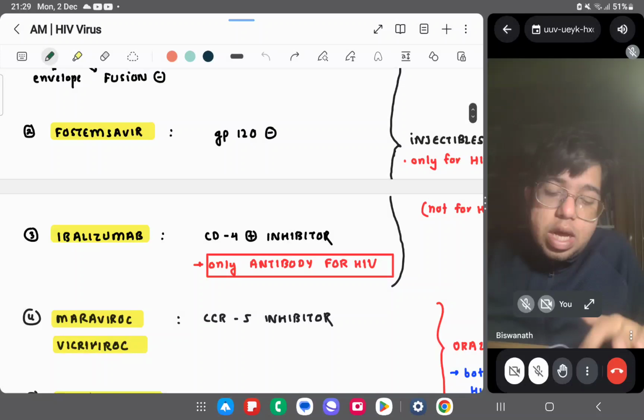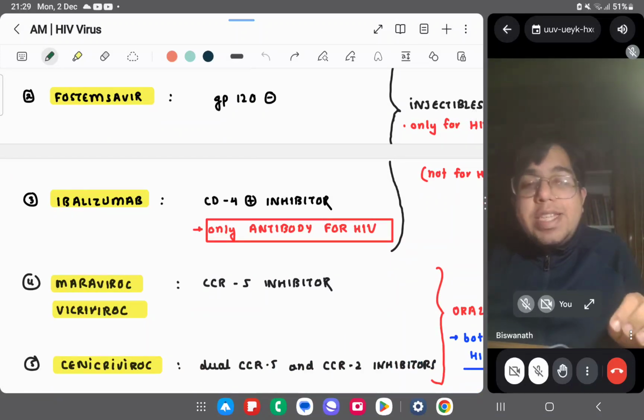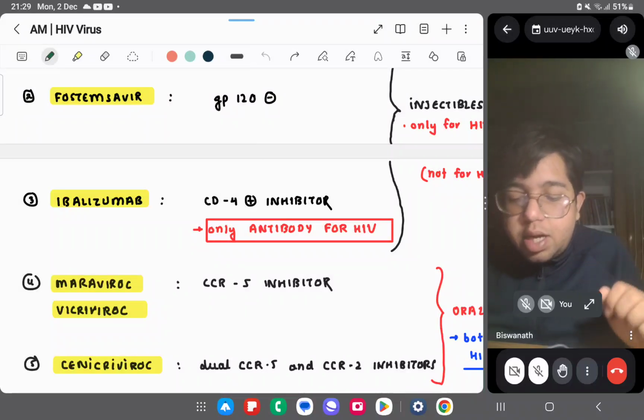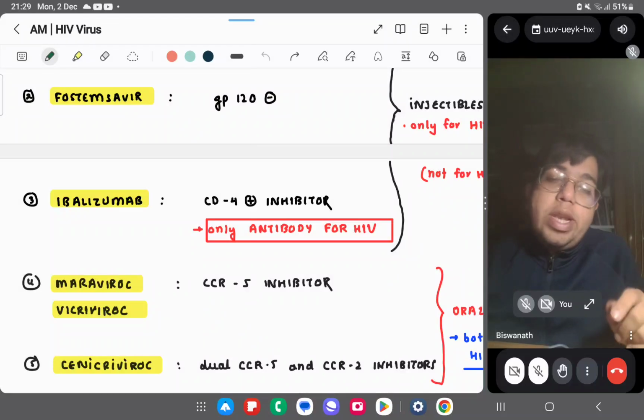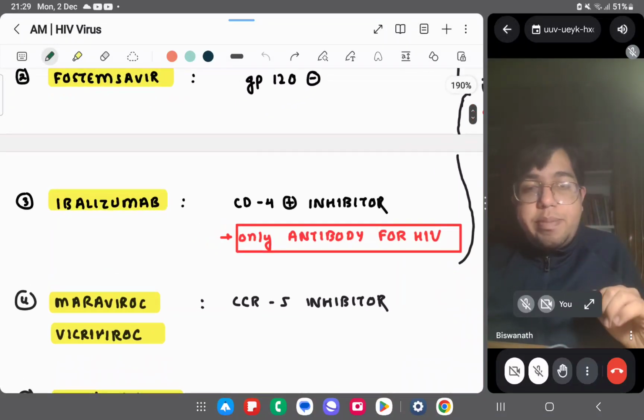Understood? Next, we have a monoclonal antibody, ibalizumab. Ibalizumab is the CD4 receptor inhibitor. It is the only antibody available for HIV. Okay, ibalizumab.